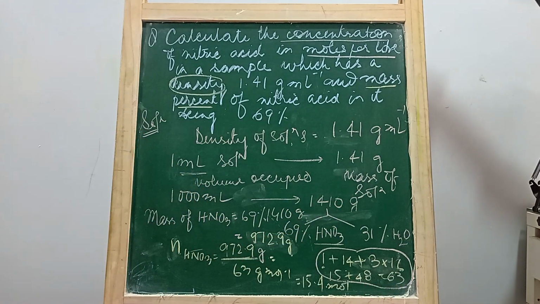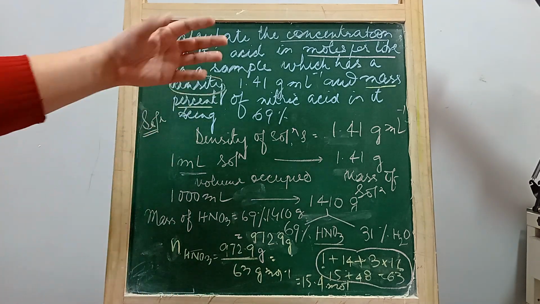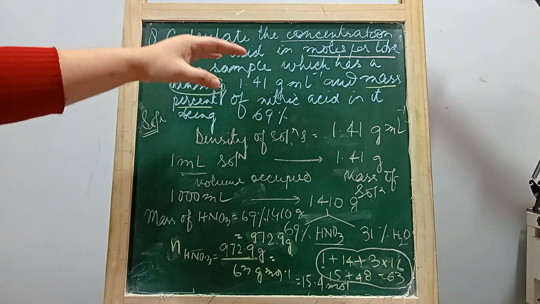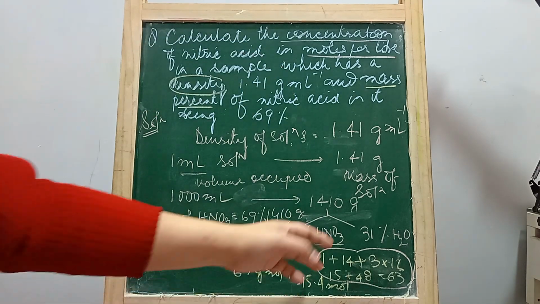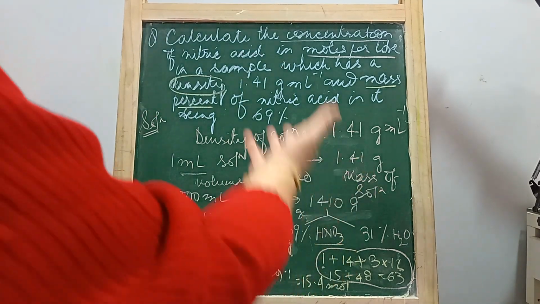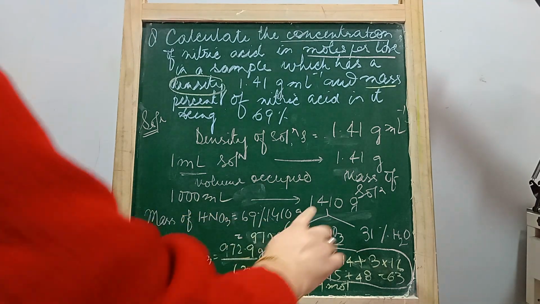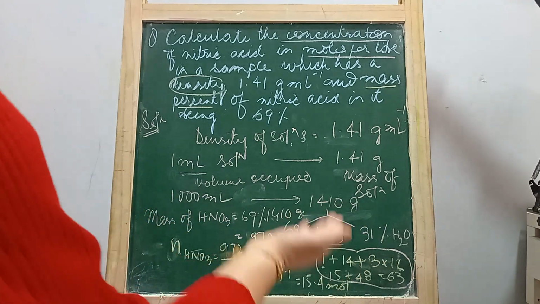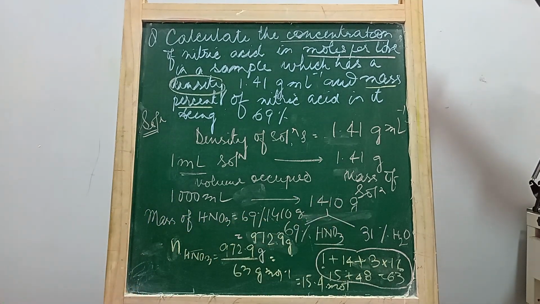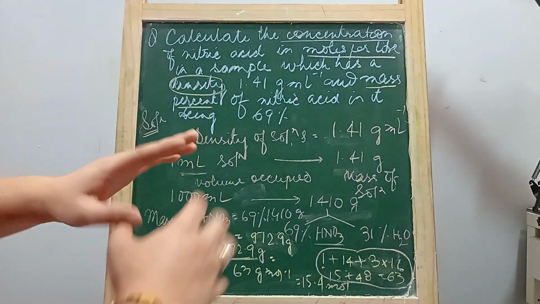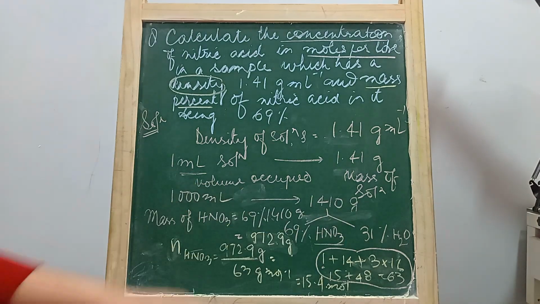One more thing: the question wants you to know the formula of nitric acid. They have not given you the formula, they have just said nitric acid. So unless you know that nitric acid's formula is HNO3, you won't be able to solve this problem. So nitric acid is HNO3. So 1410 gram contains 69% by mass nitric acid. If this is the mass of the whole solution, 69% of this mass is nitric acid. The remaining 31% will obviously be water.